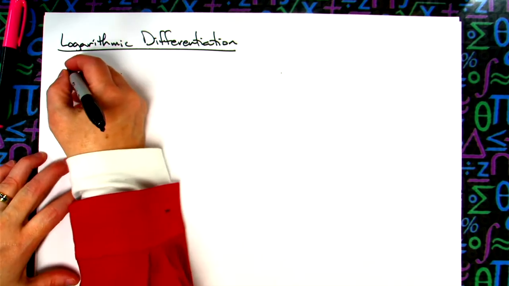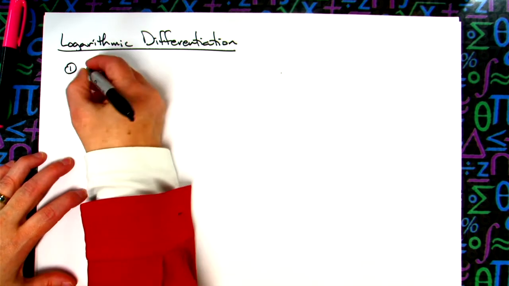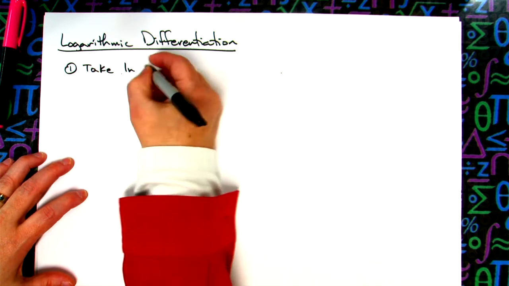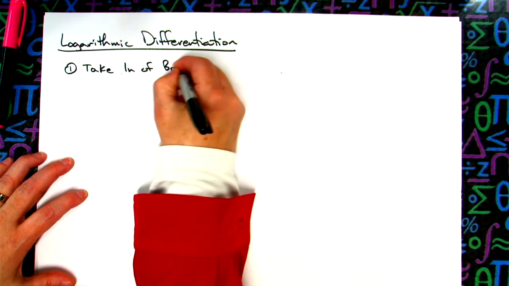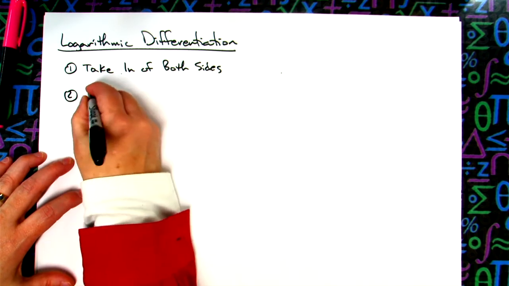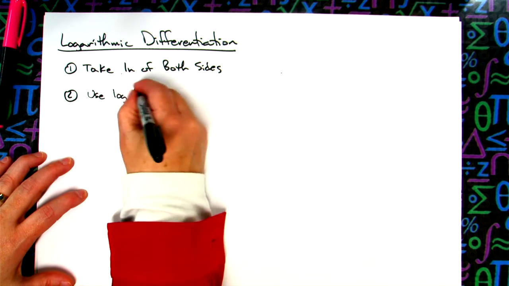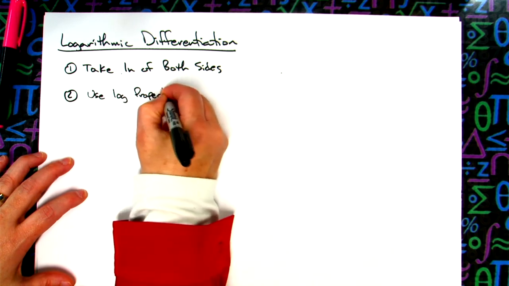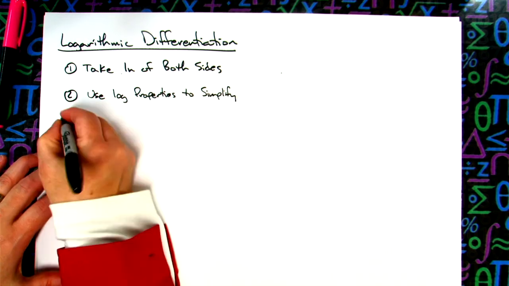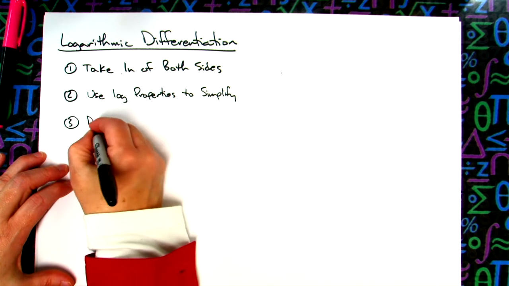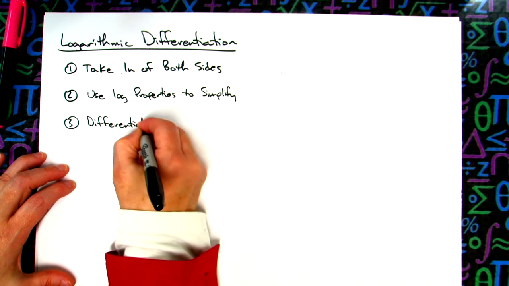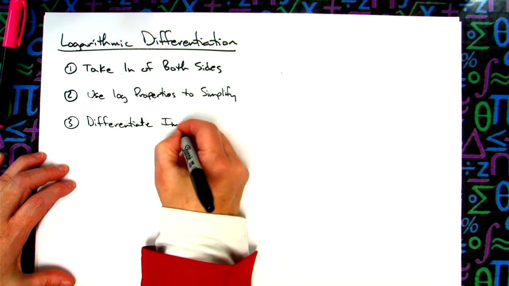Now, there's going to be steps. It's going to be 5 steps. Step 1: take natural log of both sides of the equation. Then you're going to use your log properties to simplify. Third thing you're going to do is differentiate, and it is differentiating implicitly.